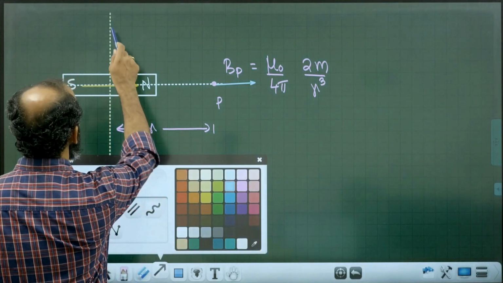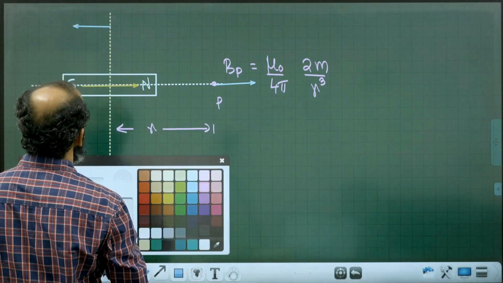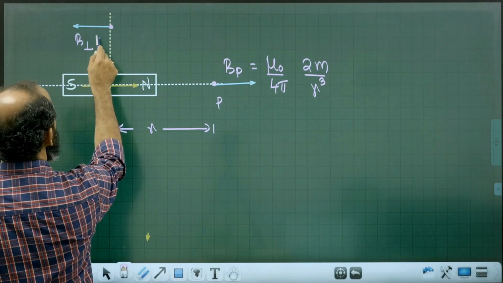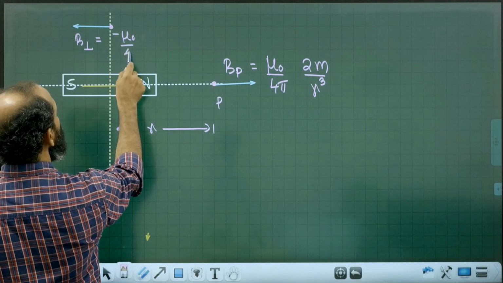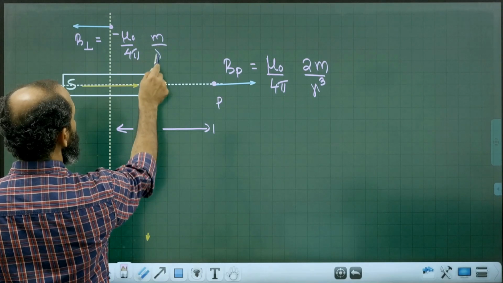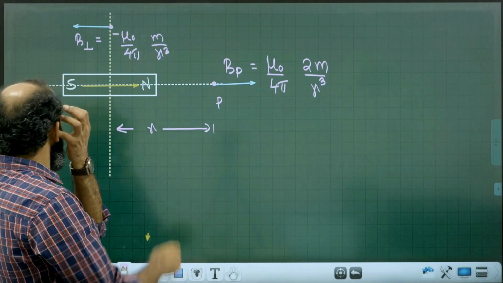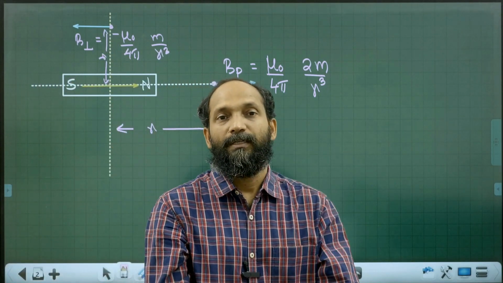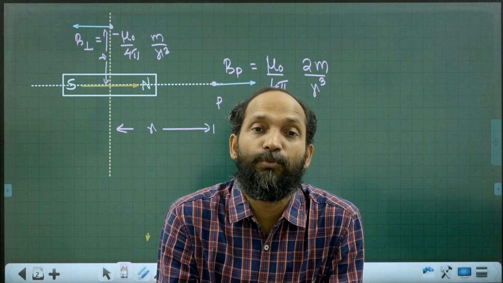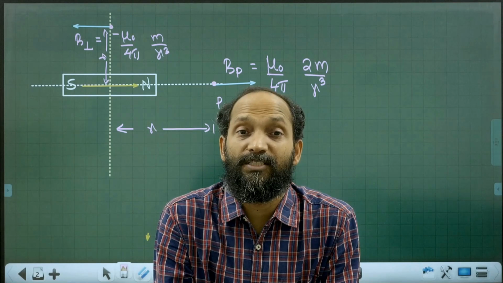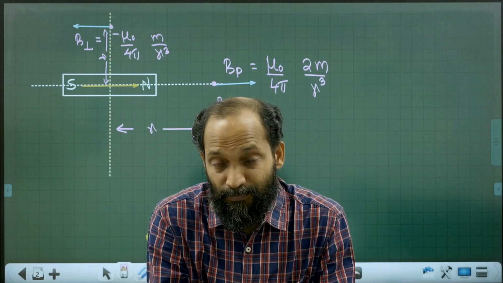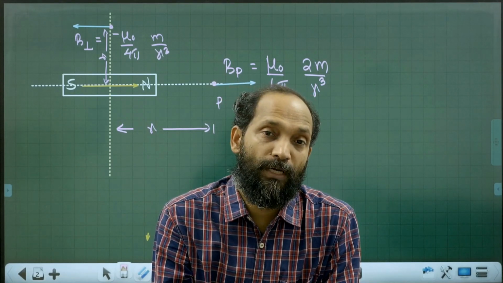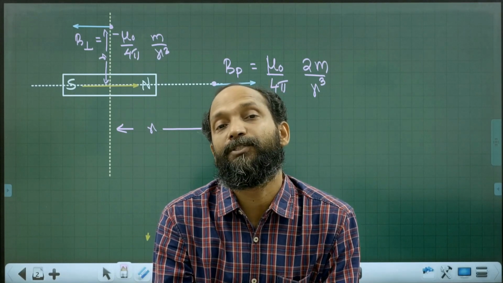But along the bisector, at any point you choose, the field along the bisector is found to be in the opposite direction of the moment. So the field along the bisector is equal to minus mu naught by 4 pi, as in electricity, m divided by r cube, that is exactly half that at the same distance. If this distance is the same, the field is reduced by a factor of 1 by 2 compared to the field along the axis. If the field along the axis is B0, along the bisector the field is B0 by 2.